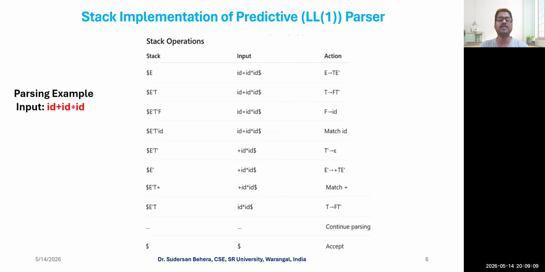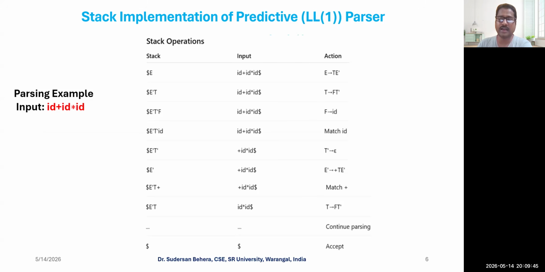Here is the stack implementation for this grammar. Because the input string is given as id plus id into id, the bottom of the stack is already indicated by the dollar. The top of the stack starts working from the start symbol of the grammar. The start symbol is E. E is loaded, and in the input buffer the input symbols are loaded: id plus id into id followed by dollar. Dollar is the end of the buffer.